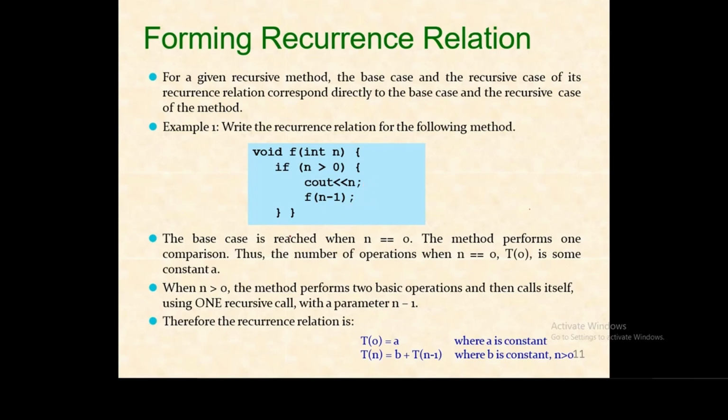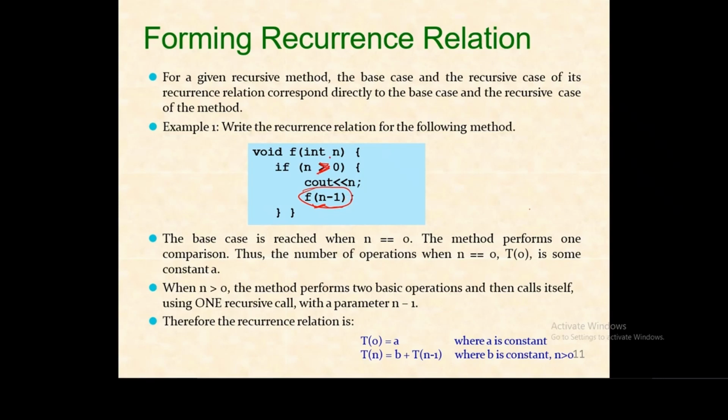And this is for n greater than 0, and it is dependent on this n, meaning until the value of n is greater than 0, it is dependent on itself. It will be called on the smaller values of n. Okay, so this will be the recurrence.